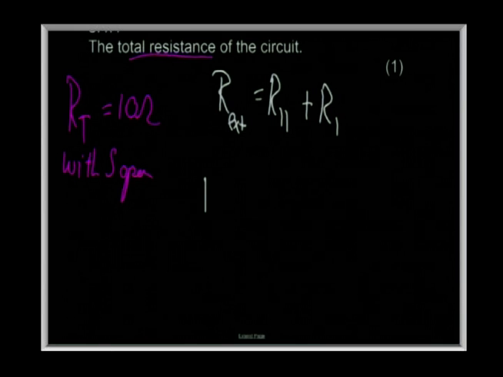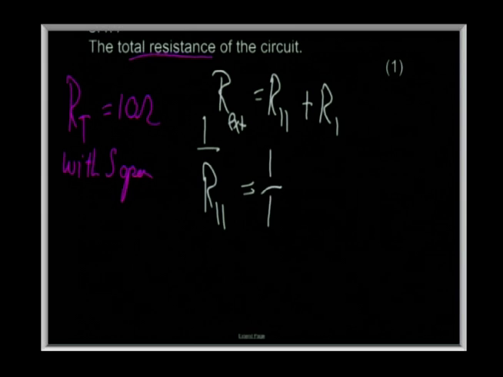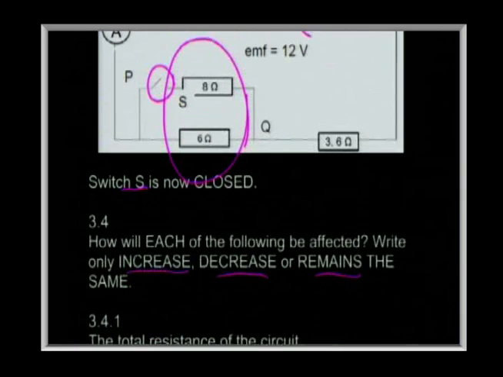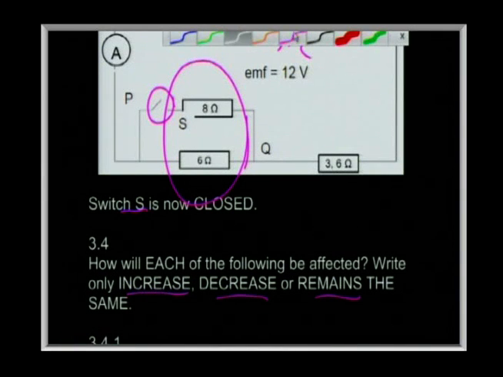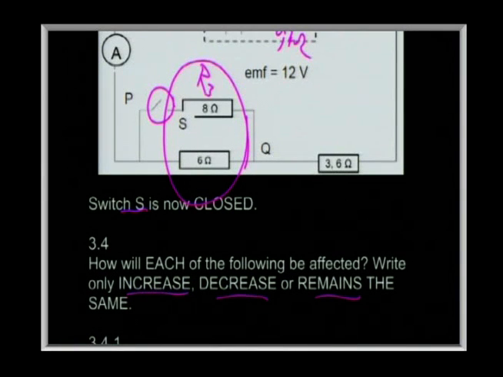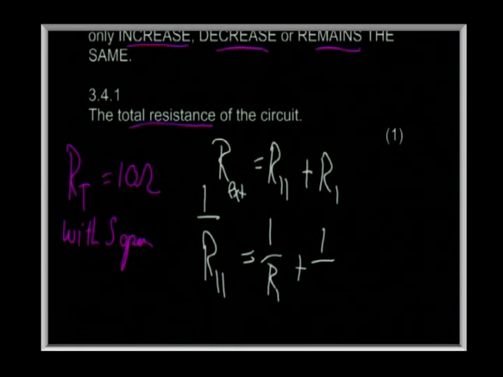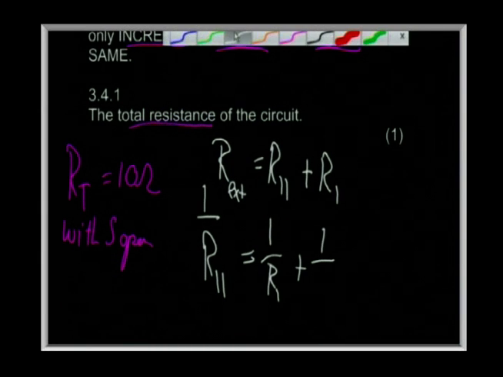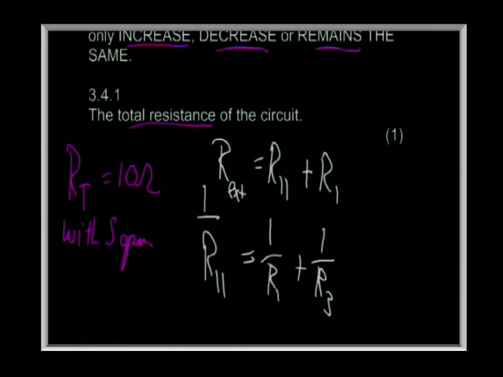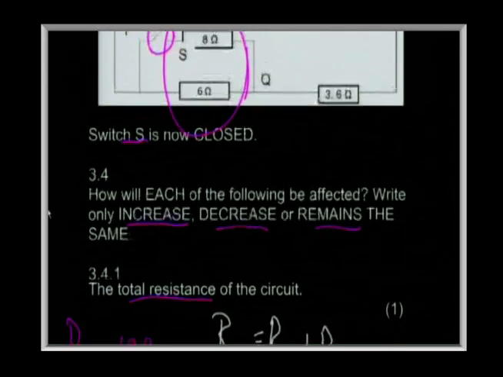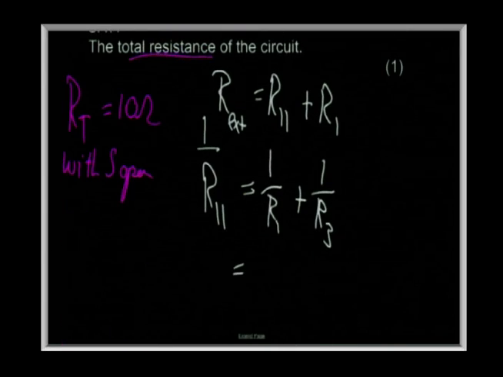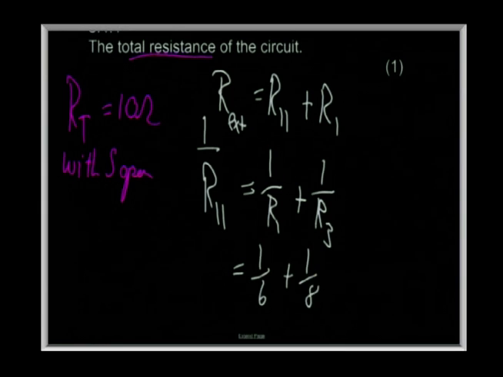So let's start by doing R parallel. And what we know is 1 over R parallel is equal to 1 over R1 plus that second new one, and I'm just going to call it, for safety's sake here, R3. Okay, so we're going to use R3 over there, so 1 over R3. And put the values in, it's 8 and 6, so equals 1 over 6 plus 1 over 8. Is that right? Yes, there we go.